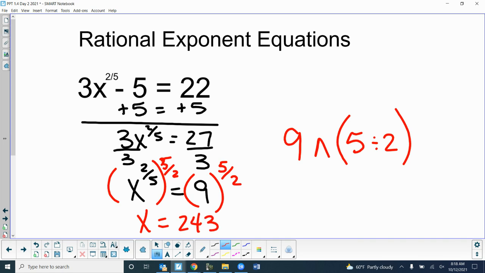So, adding 5 and dividing by 3 is nothing new, right? So you get x to some power, whatever fraction it is, and then just raise whatever's on the other side to its reciprocal power. Most of these will end up being a whole number like that. But always, when you put it in your calculator, put it as a fraction. I would use the fraction.